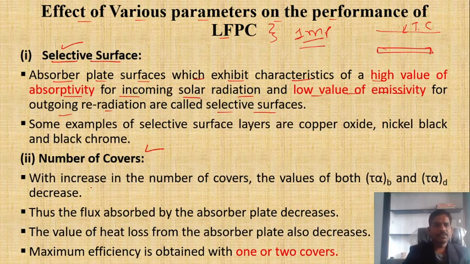Number of covers. So with increase in the number of covers, the value of both Tα_b and Tα_d will decrease. Means the heat coming into the observer surface decreases. ज़्यादा अगर हमने कवर बढ़ा दिए तो ज़्यादा रेडिएशन ट्रांसफर नहीं होंगे क्योंकि रेजिस्टेंस बढ़ जाएगा. Yes or no? Yes. So both the types of radiation, this is the transmissivity. Okay. This is the beam and diffuse radiation will decrease. The flux absorbed by the plate also decreases. Means the heat transfer rate decreases. The value of the heat losses from the absorber plate also decreases.